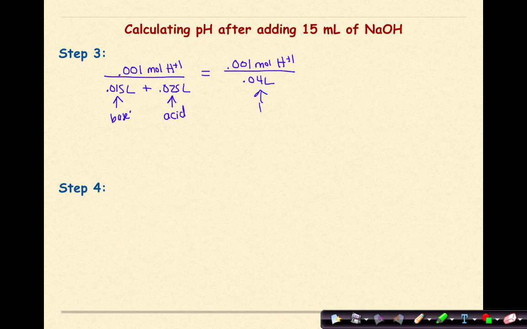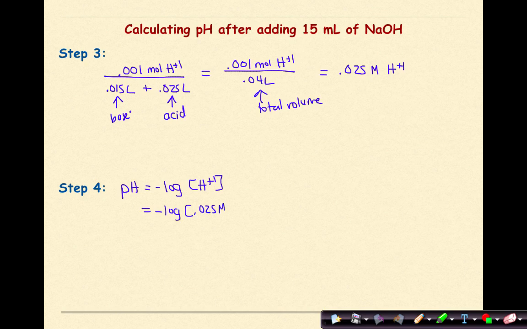So again, that is my total volume. And if I divide 0.001 by 0.04 liters, I'm going to get a molarity of 0.025 molar H+. My final step is to take that molarity of hydrogen ions and see how it translates into a pH. pH is equal to the negative log of my hydrogen ions, negative log of 0.025 molar. And when I work this out, my new pH is now 1.6.